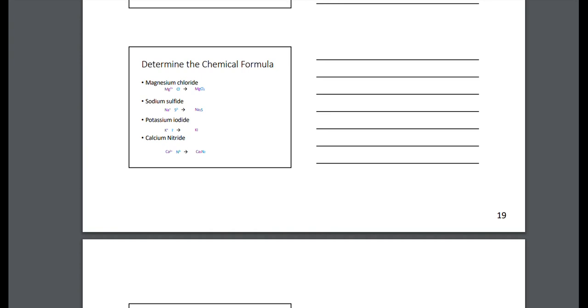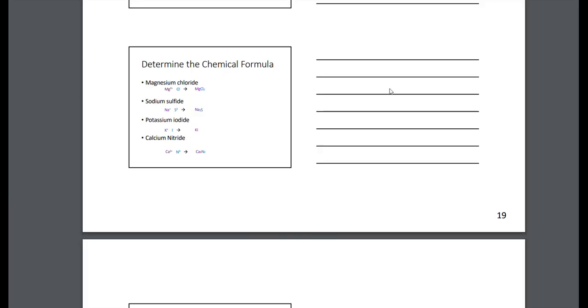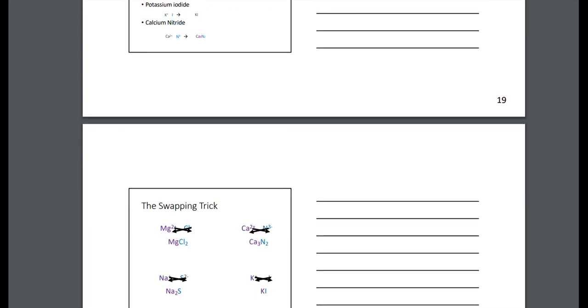Calcium nitride, same thing. You have calcium, which belongs to the second group of the periodic table. Nitride has a negative 3 all the time. Then you will have 3 of the calcium and 2 of the nitrogen.